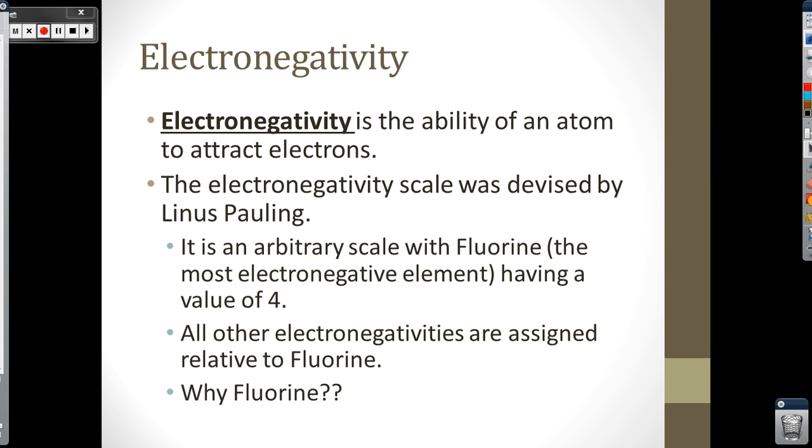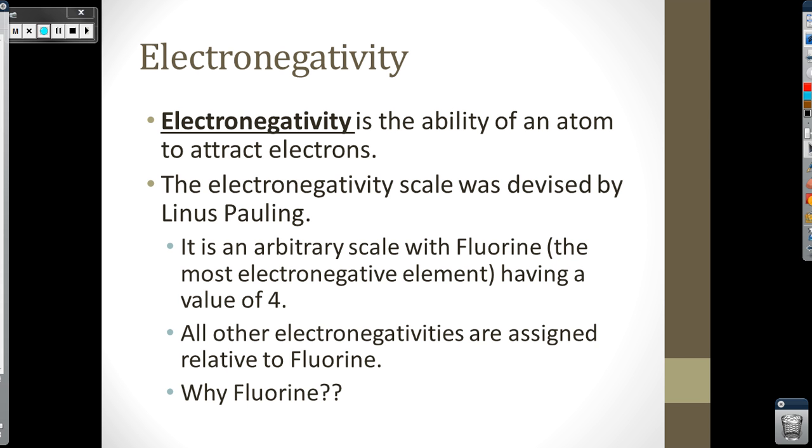The electronegativity scale is something that was created by a scientist named Linus Pauling. This is a completely made up scale. He investigated all of the different elements and looked at how reactive they were. And he created an arbitrary scale. Arbitrary means that he pretty much made it up. So he made up this scale, and he assigned the element that had the highest electronegativity a value of 4. He could have assigned it a value of 300 if he wanted to, but he decided to use 4.